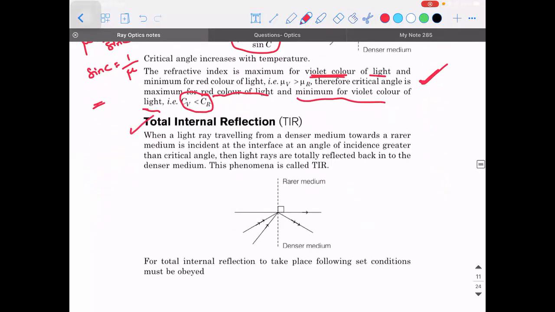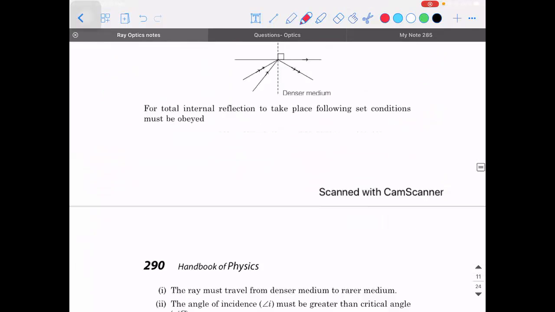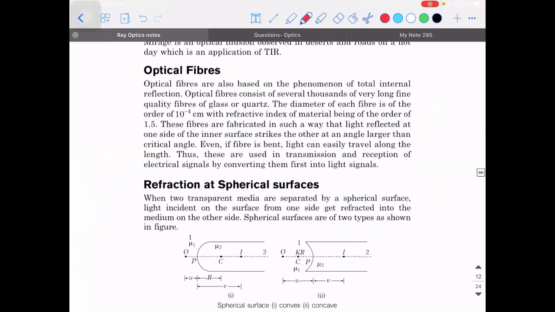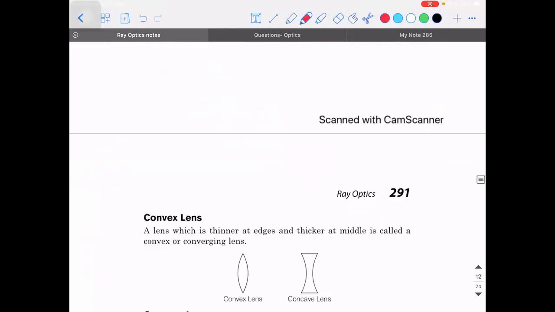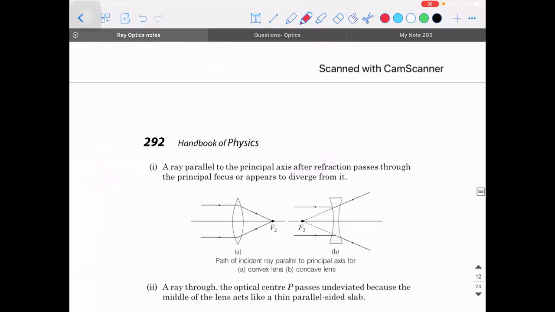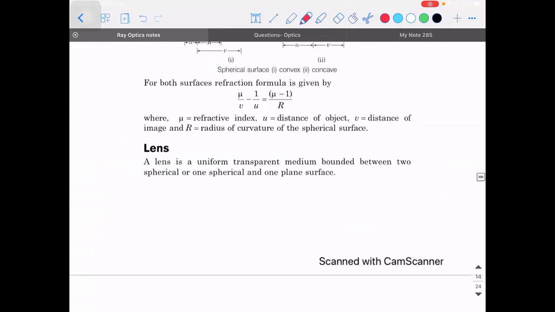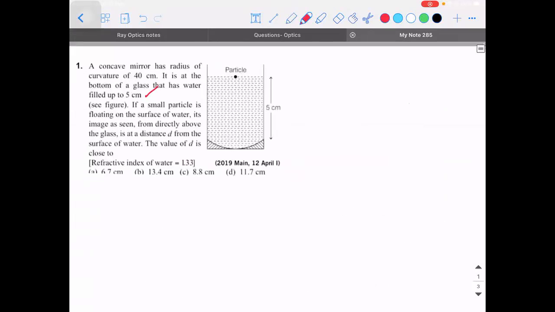So total internal reflection is the bending back of the light into the same medium after the angle of incidence crosses the critical angle. That is what we call total internal reflection. Okay. Optical fibers, again, it will be treated like a problem, so don't worry about it. Okay, we will see this concept alone.